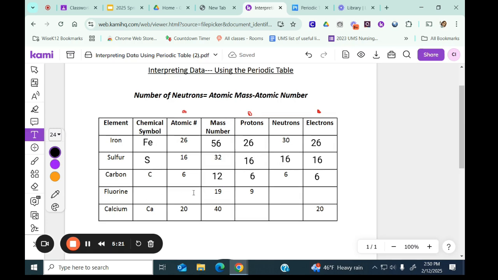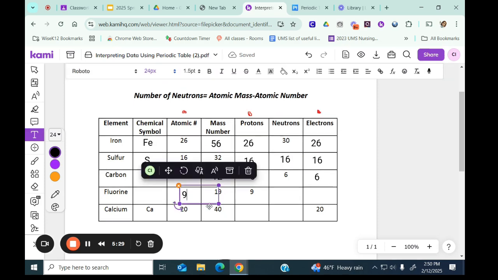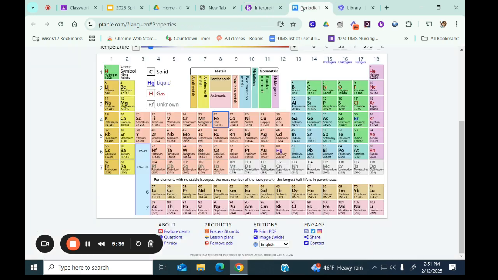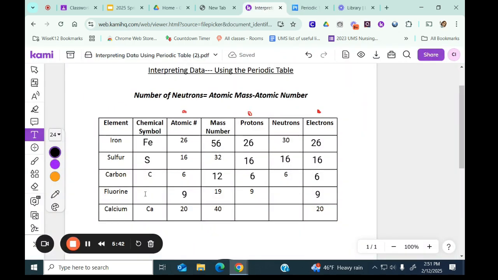Okay, fluorine, it has number of protons are 9, but again, protons, atomic number, and electrons are the same. So that means atomic number and electrons are also going to be 9. Find it on the periodic table by its atomic number. It's right here. Fluorine is capital F. So I'm going to type in capital F.